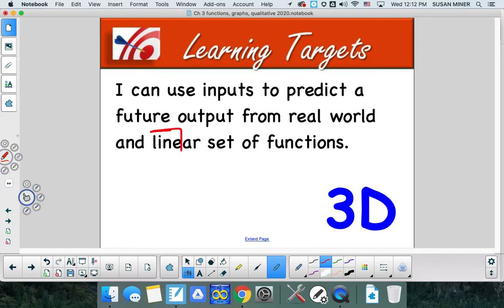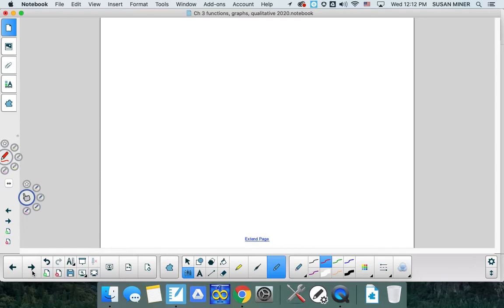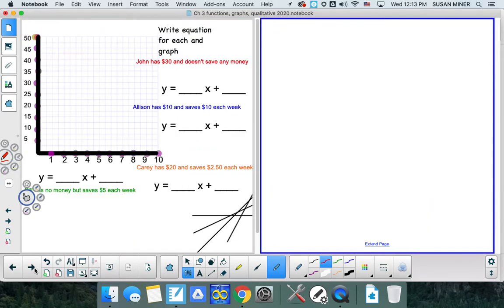The word linear means a line, a straight line, right? So a linear equation or a linear function creates a straight line on a graph. And we kind of talked about this or learned about this last time. So I want to split screen this. And I want to go to here.